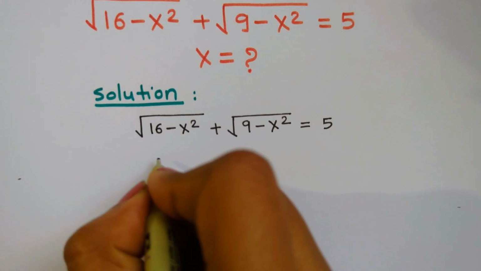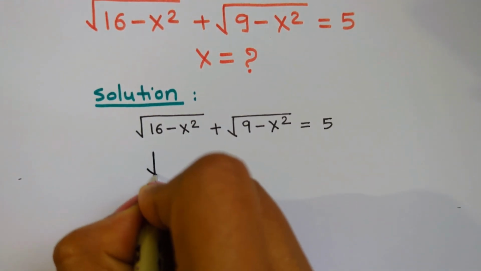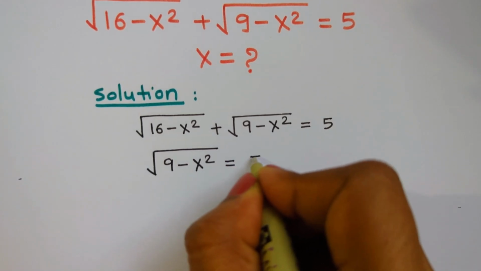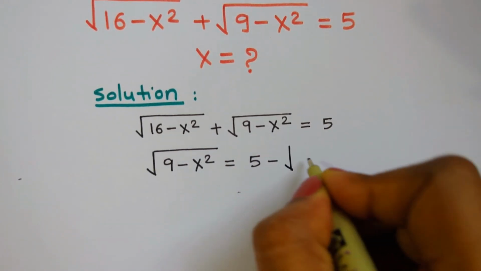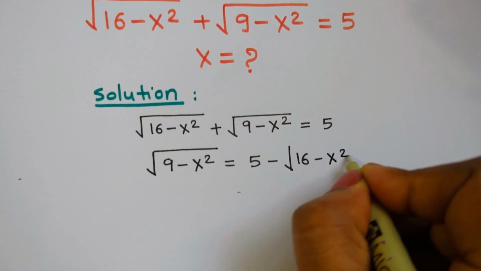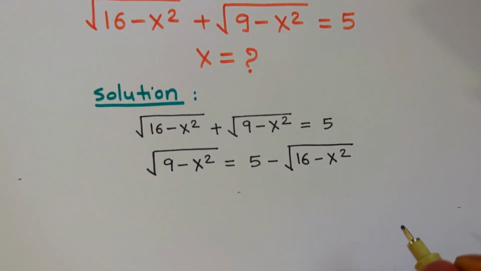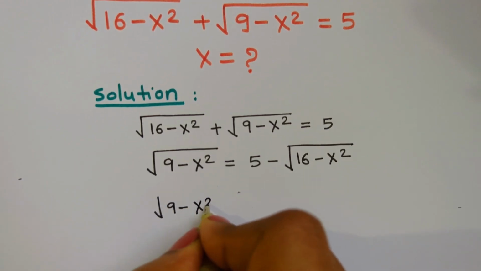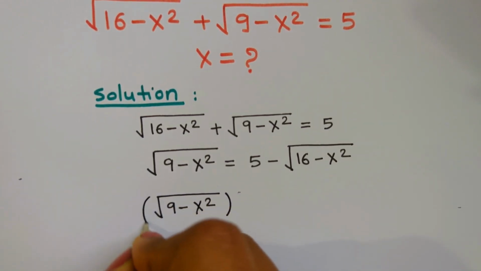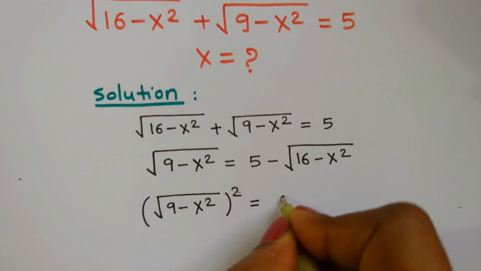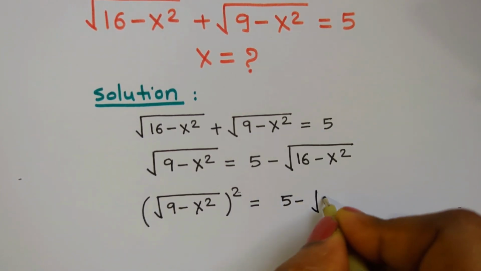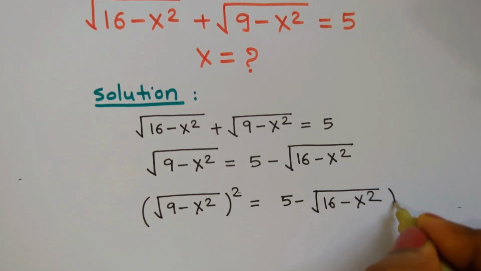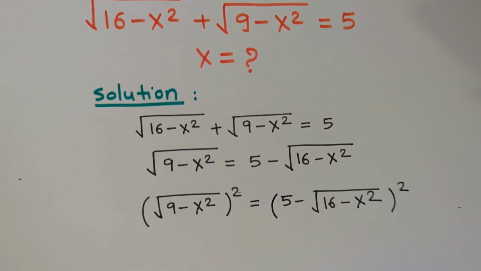Let's bring this square root of 16 minus x square to the right hand side. So the equation would be square root of 9 minus x square is equal to 5 minus square root of 16 minus x square. Let's square both the sides. So it would be (square root of 9 minus x square) whole square is equal to (5 minus square root of 16 minus x square) whole square.